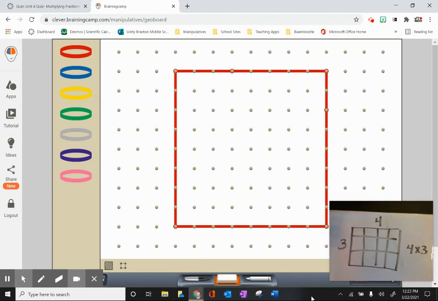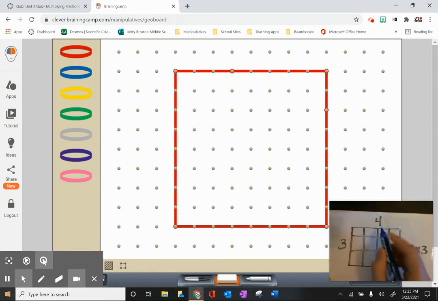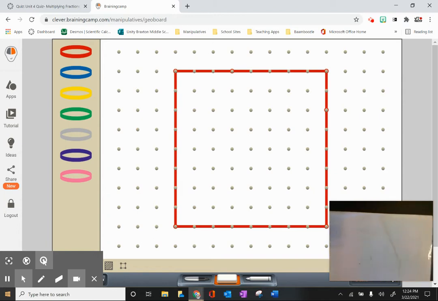That idea doesn't change. But since we're multiplying fractions, we're going to zoom in on one square. This red square on the screen is going to represent one square. Rather than multiple squares, we're just going to look at one. All right, so here is my one square.